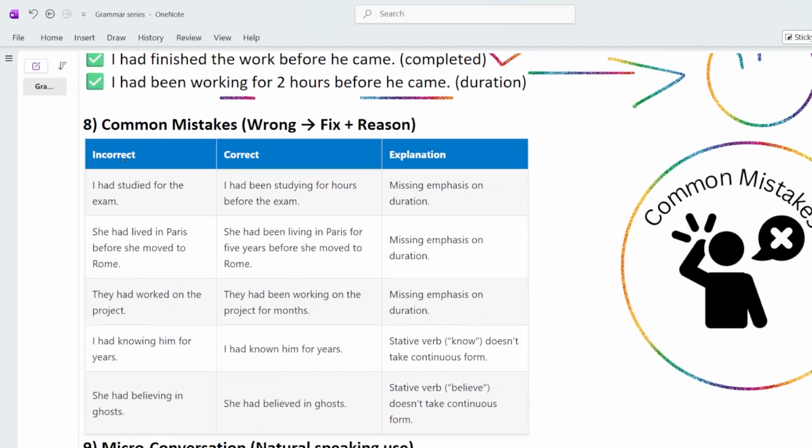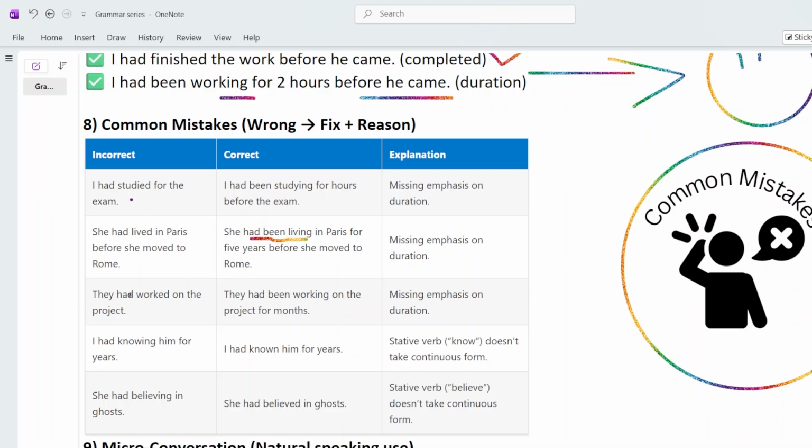All right, so an incorrect sentence in reference to past perfect continuous would sound like this: I had studied for the exam. No, that's incorrect. When you're looking at this tense, it should be like this: I had been studying for hours before the exam. So this sentence is missing an emphasis on duration. She had lived in Paris. She had been living in Paris has to come when you are looking at the past perfect continuous tense as your selection.